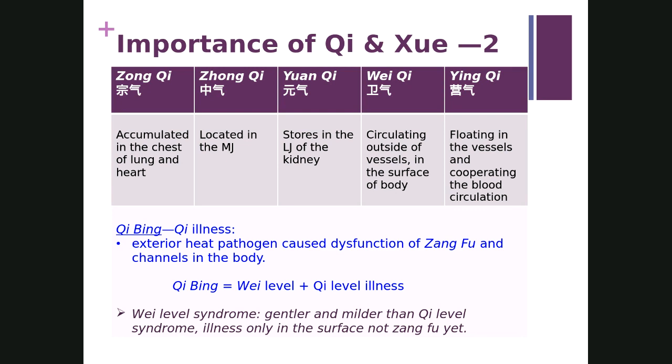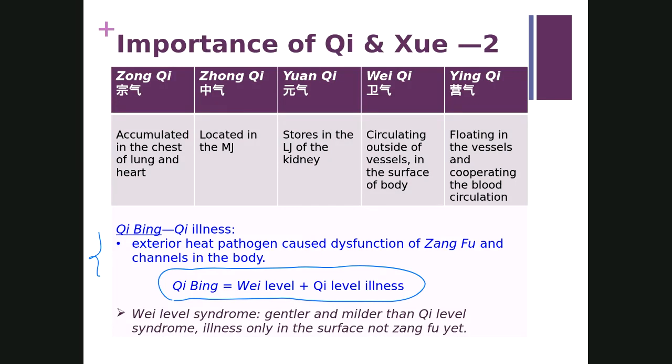And here, what we only want to know is that when the qi becomes sick, exterior heat pathogens cause dysfunction of the zangfu and the channels in the body. Qi disease is equivalent to the wei level conditions plus additional qi level illness. So when the qi level or wei level becomes disordered, it's all qi disease. They don't have structure changes. They can be left behind with no scars, no serious damage, no damage that can be recorded. But the qi illness cannot be resolved.